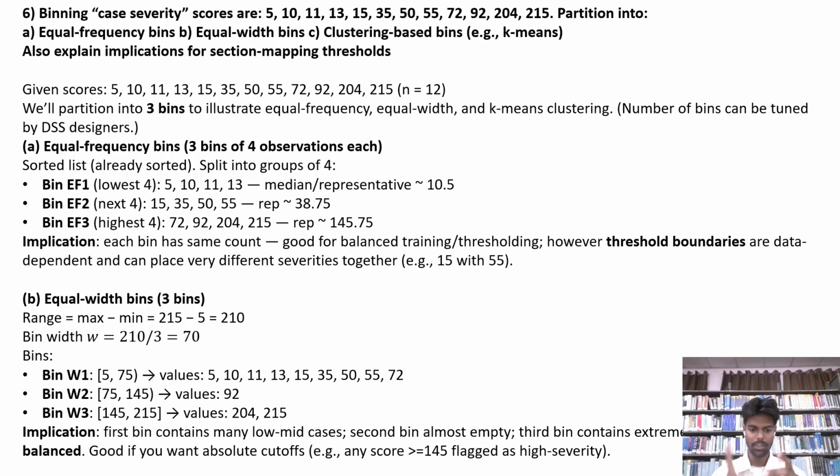Implication: the first bin contains many low and mid cases, the second bin is almost empty, and the third bin contains extremes. Not balanced, but good if you want an absolute cutoff. Example: any score greater than or equal to 144 is flagged as high severity.